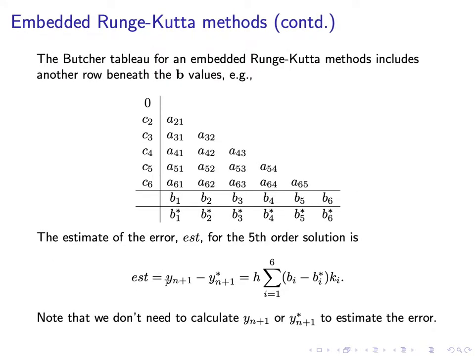So instead of actually calculating what our order p and order p plus 1 solution is, we can actually subtract bi minus bi star, multiply that by the stage value ki, and sum them all and times by h. This will give us the same error. So in other words, we don't need to calculate the actual step yn plus 1, because sometimes we want to repeat the step, so that's wasted effort if we're calculating yn plus 1.